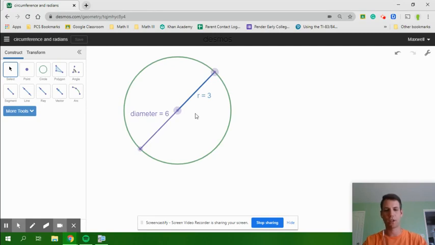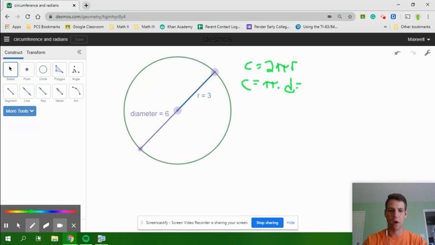We are looking at one circle here with a diameter of 6 and a radius of 3, obviously being half of it. We know the circumference of a circle can be found either using 2 pi r as a formula, and also as just pi times the diameter can equal circumference as well.